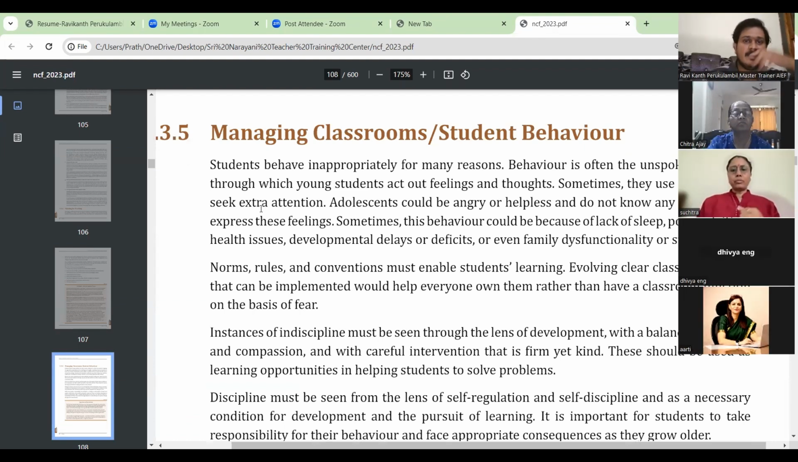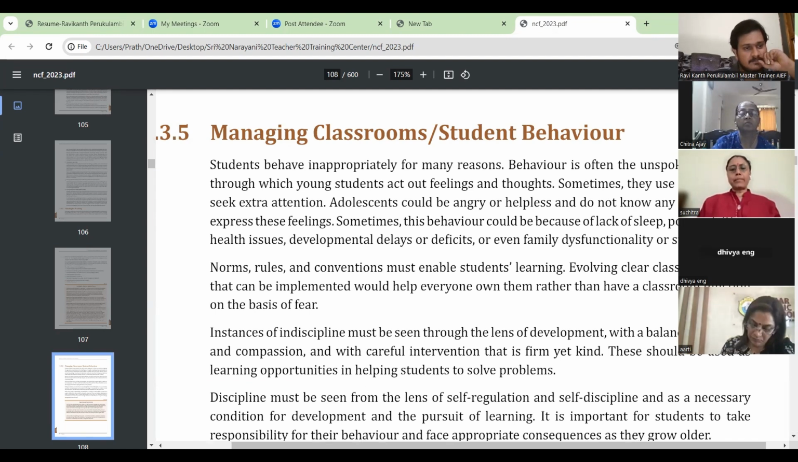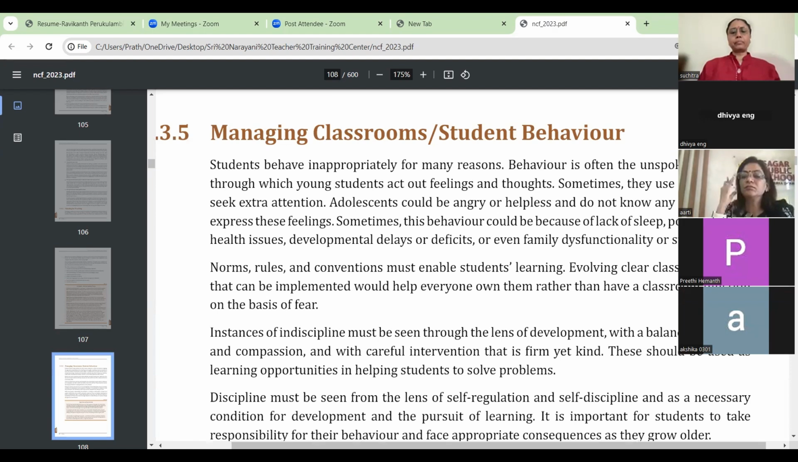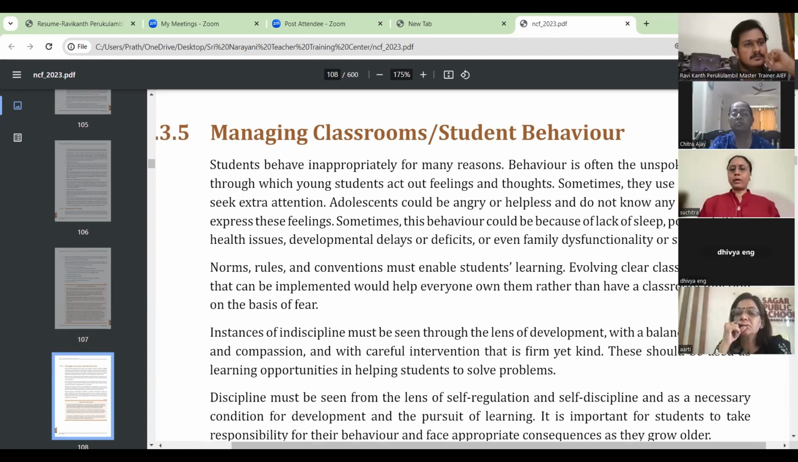Managing classrooms and student behavior. Students behave inappropriately for many reasons. Behavior is often the unspoken language through which young students act out feelings and thoughts. Sometimes they use behavior to seek extra attention. Adolescents could be angry or helpless and do not know any other way to express these feelings. Sometimes this behavior could be because of lack of sleep, poor nutrition, health issues, developmental delays or deficits, or even family dysfunctionality or stress.